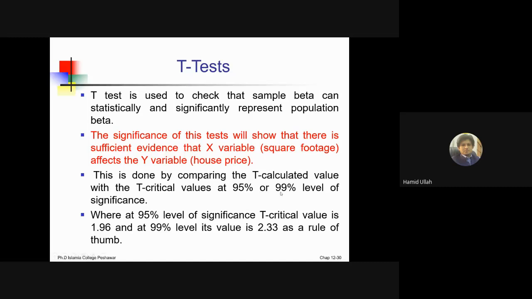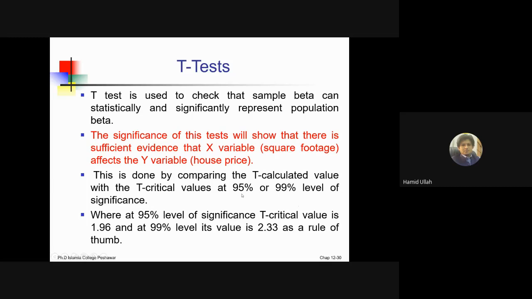Similarly, in the case of 99%, I'm saying that if I do 100 samplings, in 99 out of the 100 I will have a beta that is representative of the population. Only 1% will be such an instance where the sample beta will not represent the population beta. So this is the chance of error in our results, and this represents the level of significance.